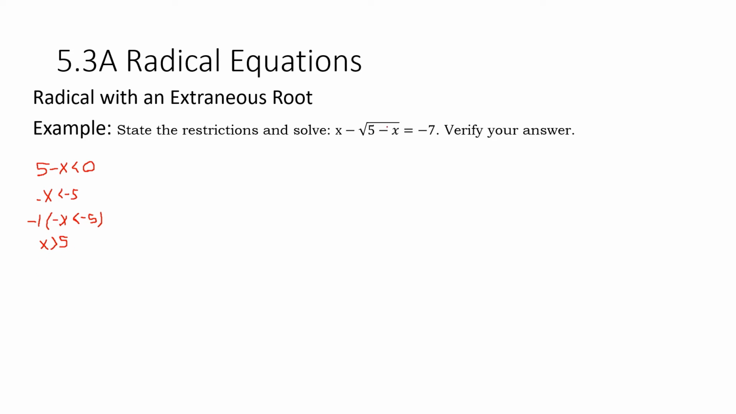So let's just imagine a 6. If we put in 6 for x, 5 minus 6 is negative 1. That's no good. So x cannot be anything greater than 5.